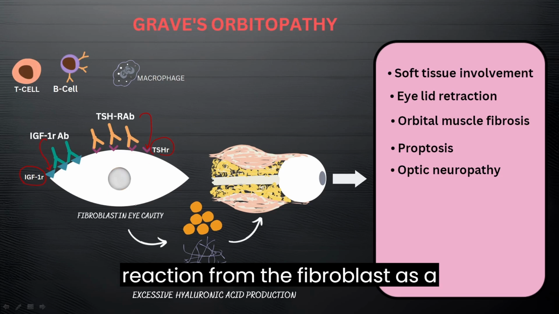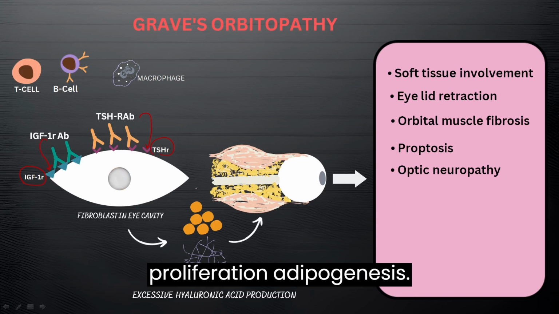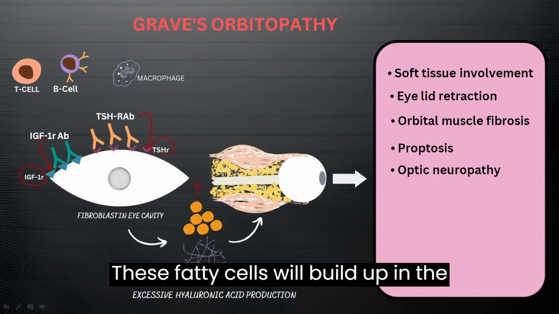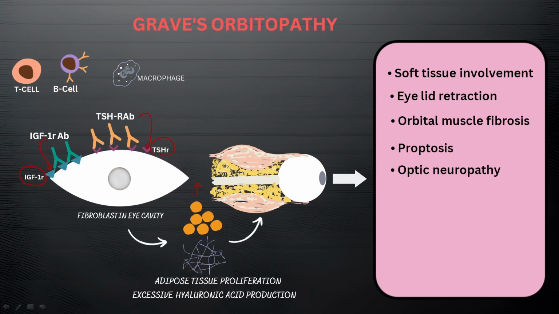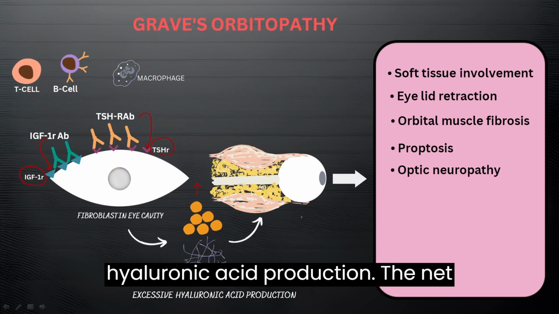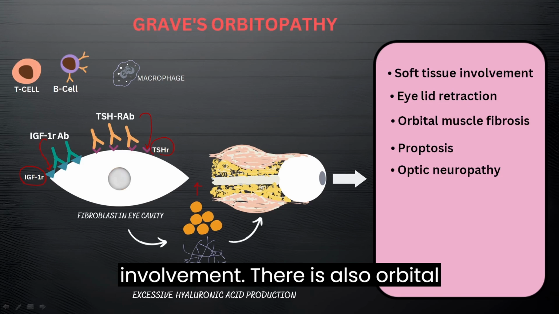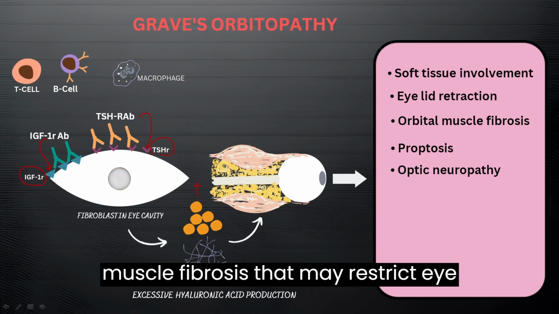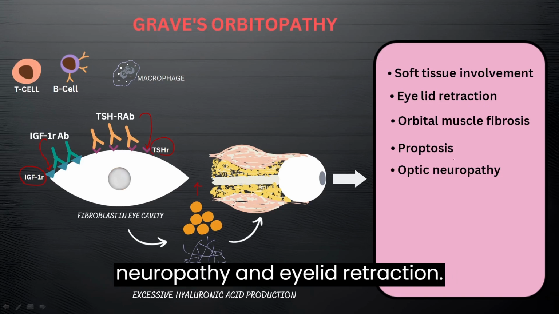There is a robust reaction from the fibroblast as a result of the increased cytokines and the interaction between these cells. So that leads to adipose tissue proliferation, adipogenesis. These fatty cells will build up in the cavity of the eye and cause problems. There is also excessive hyaluronic acid production. The net effect is soft tissue involvement. There is also orbital muscle fibrosis that may restrict eye movements, proptosis, optic neuropathy, and eyelid retraction.